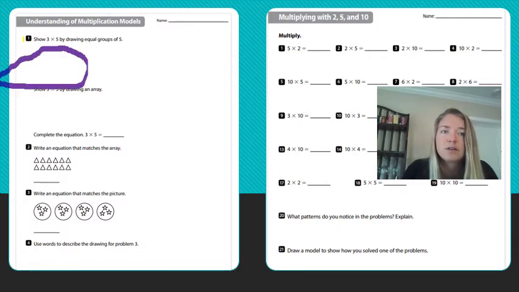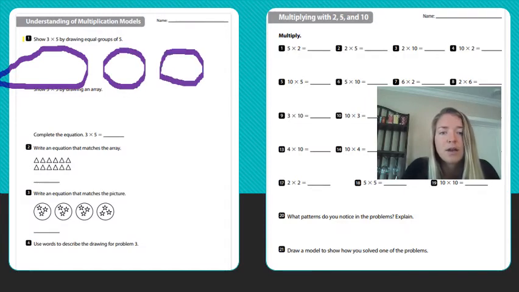Ooh, that's a big circle. 1, 2, 3. And then in each of my 3 groups, I'm going to make 5 lines or 5 tally marks. 1, 2, 3, 4, 5. 1, 2, 3, 4, 5. 1, 2, 3, 4, 5.